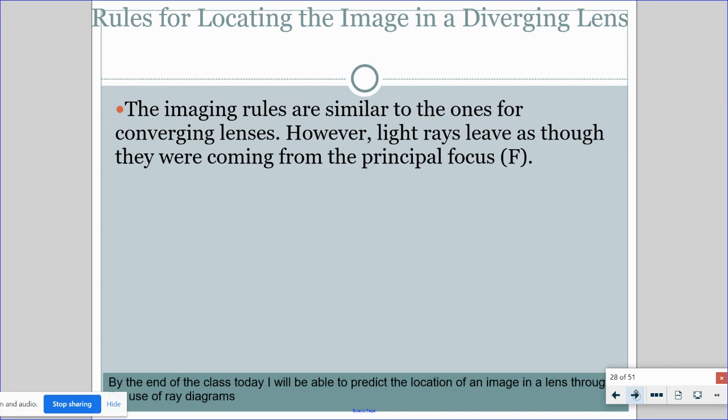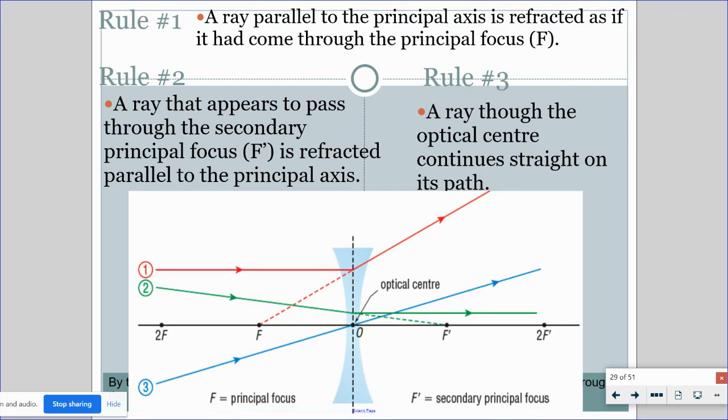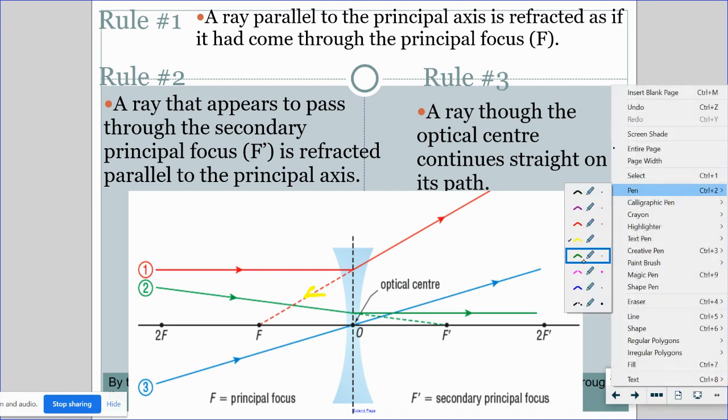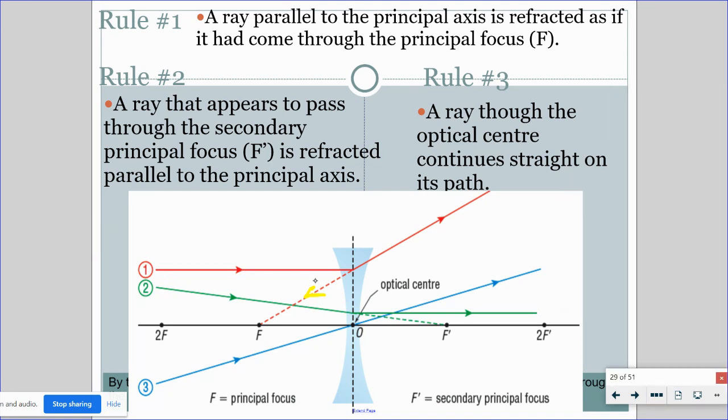So the imaging ray rules are the same. A ray parallel to the principal axis is refracted as if it had come through the principal focus. So in number one, it's going parallel, and then this is imaginary that it's going to go through F. I'm going to change the pen color here. It's going to refract as if through F. So this is the refracted ray, and then this is the imaginary ray.